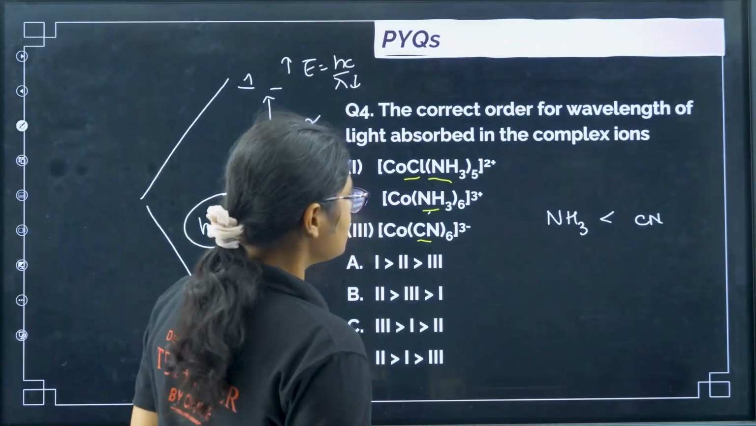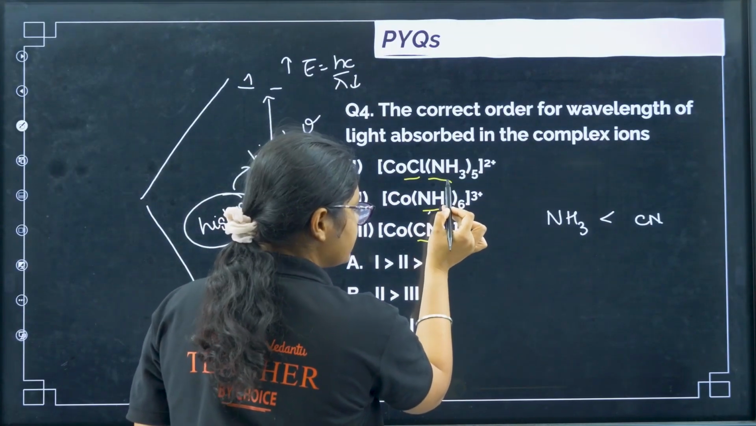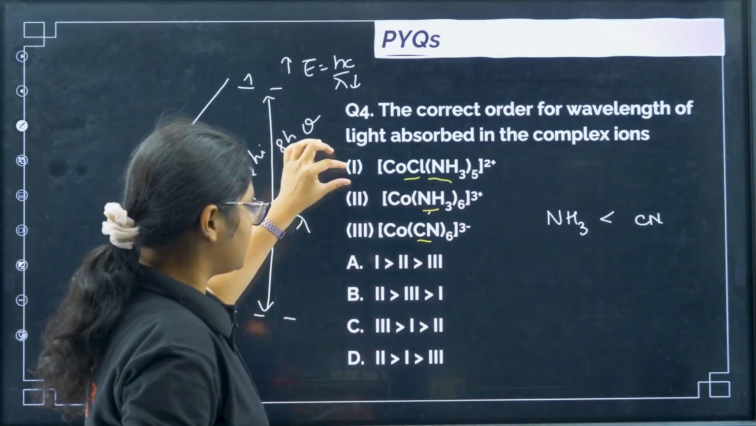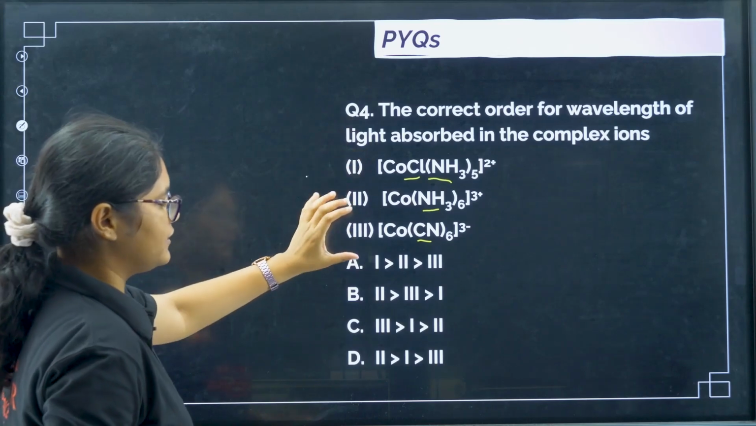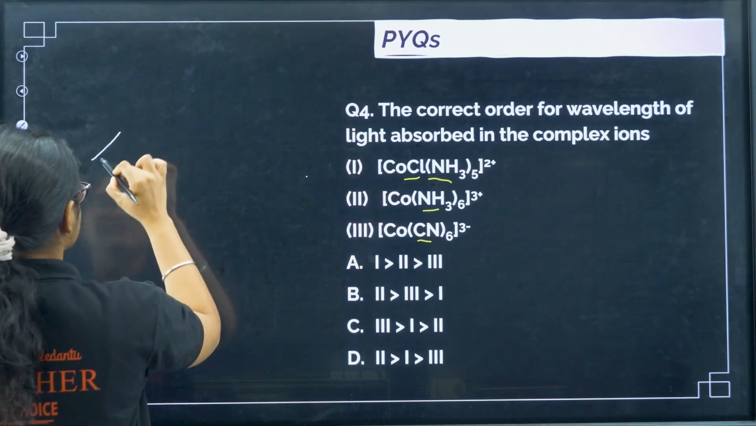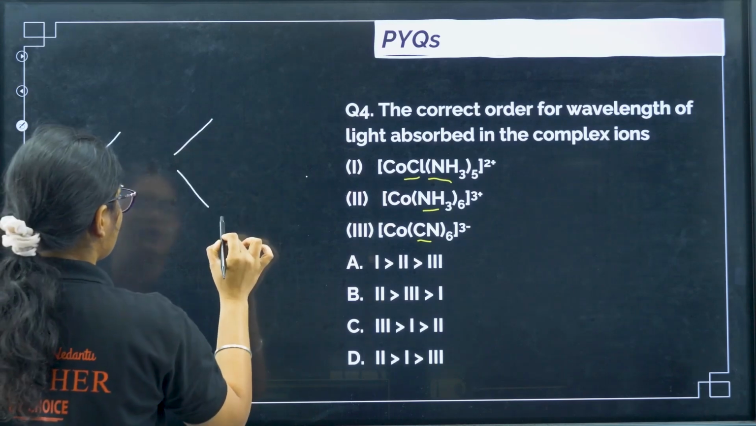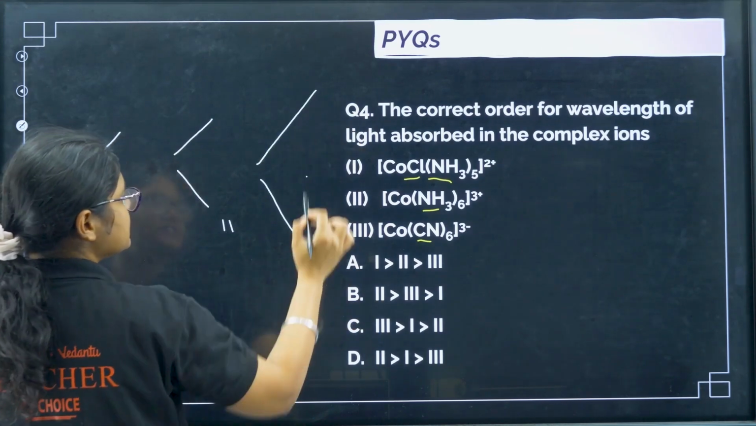Yes. So now you see here there are 6 NH3, and along with the NH3 you also have a weak field ligand, that is chlorine. So if I consider the splitting for 1, 2 and 3, 1 will have the least splitting, 2 will have better than 1, and 3 will have the highest energy splitting.